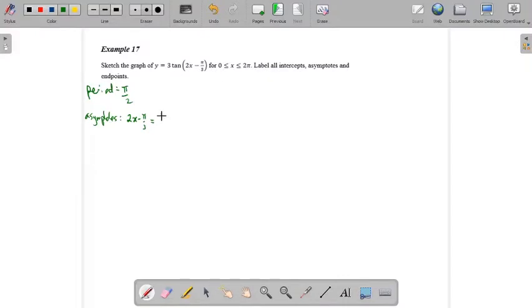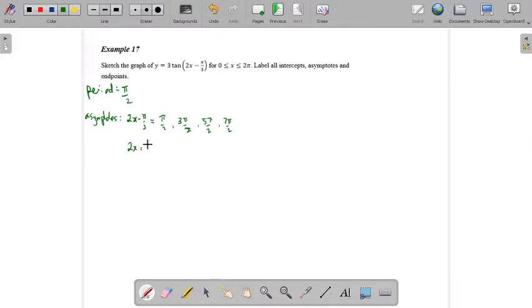2 pi, so we'll just do positive only, pi on 2, and then 3 pi on 2, and then 5 pi on 2, and we'll do another one here, 7 pi on 2. Now what we need to do is solve each of these for x. So first things first, we need to add pi on 3 to each of these.